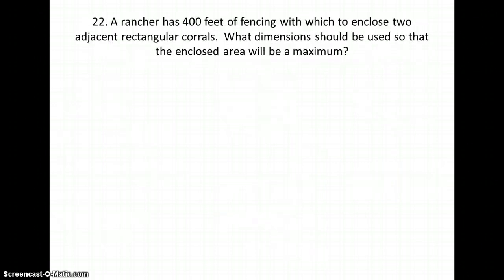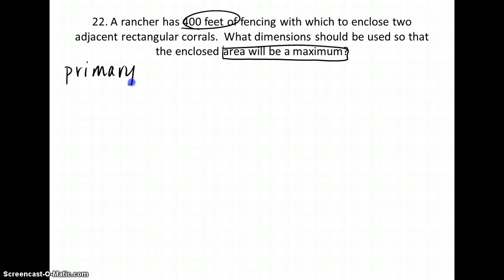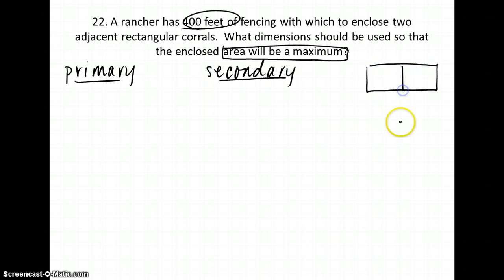A rancher has 400 feet of fencing with which to enclose 2 adjacent rectangular corrals. What dimension should be used so that the enclosed area will be a maximum? 400 feet. Again, let your units guide you. Picture was provided, but 2 adjacent rectangular corrals. So the deal with this, you just had to see that there was a third dimension for y. Area will be a maximum.